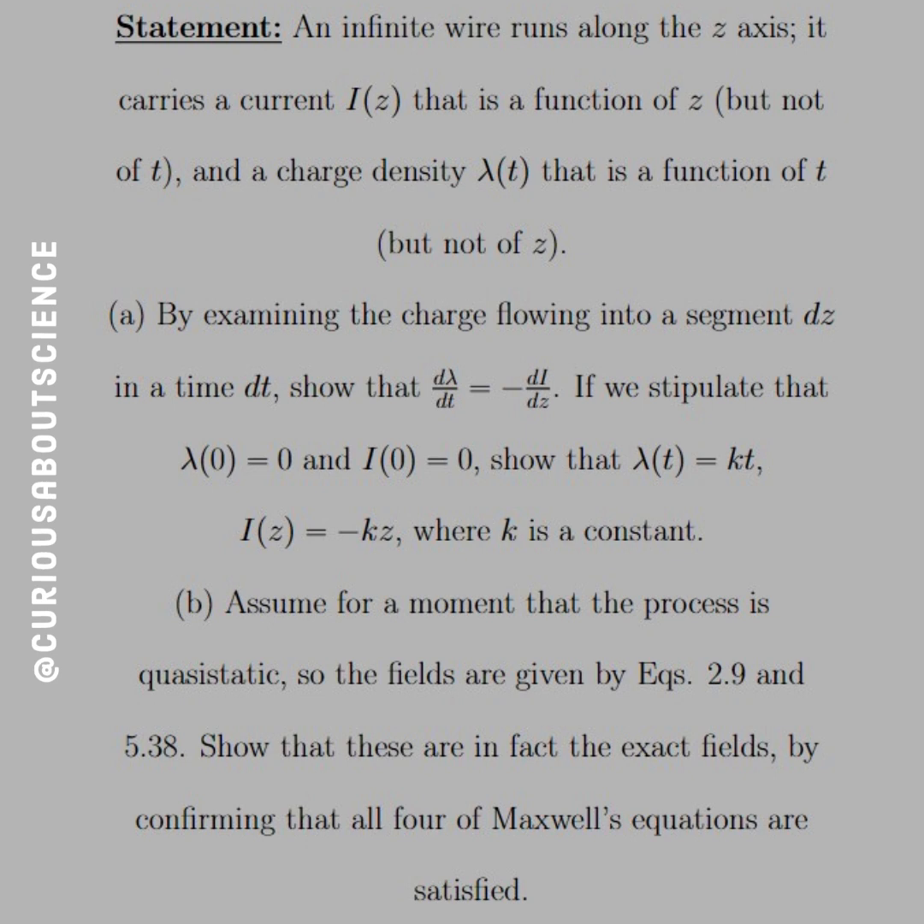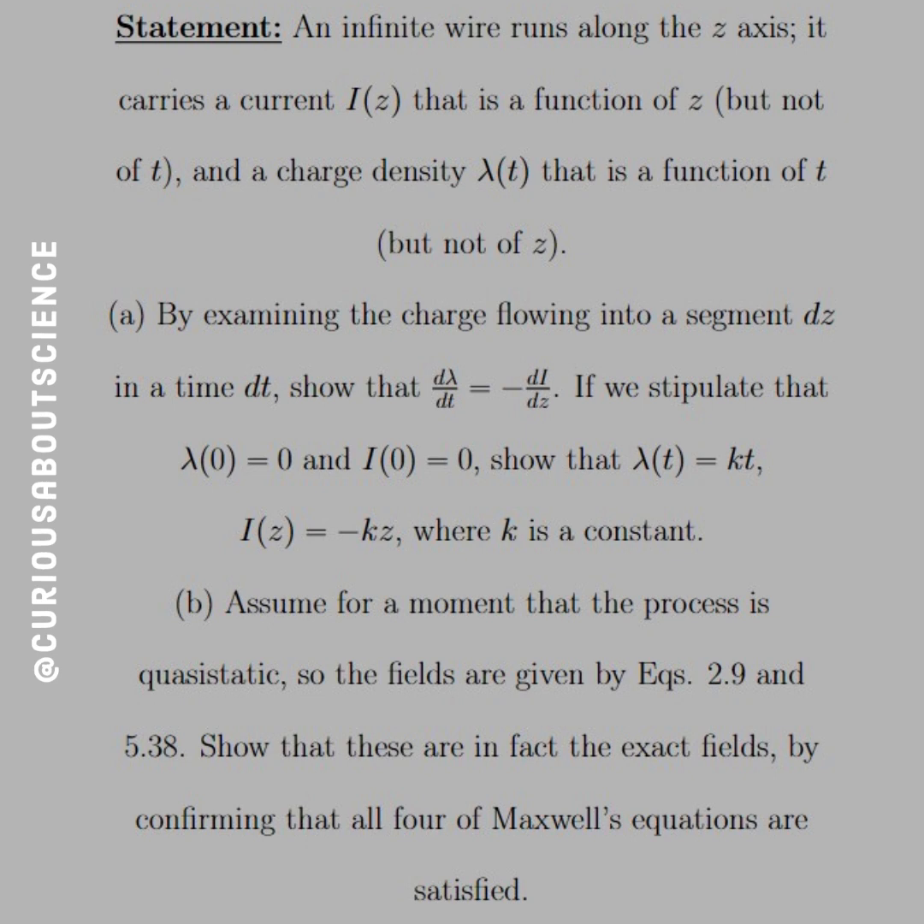By examining the charge flowing into a segment dz in a time dt, show that d lambda/dt is equal to negative dI/dz. If we stipulate that lambda of 0 at time equals 0 is equal to 0, and I at z equals 0 is equal to 0, show that lambda(t) is equal to kt, I(z) is equal to negative kz, where k is a constant.